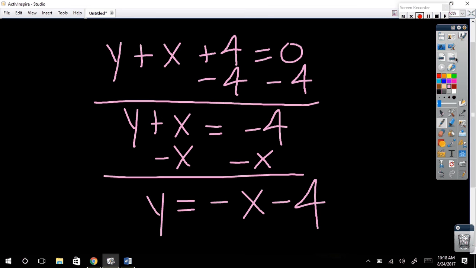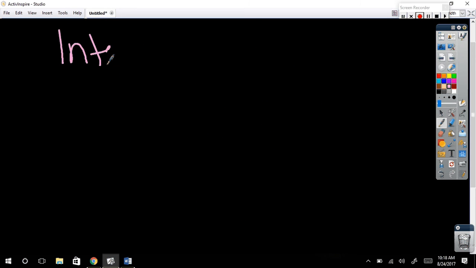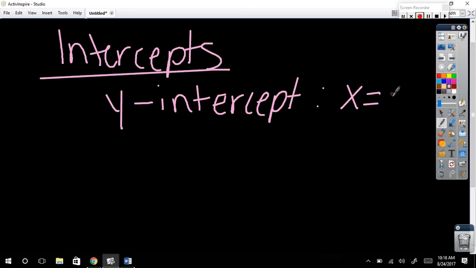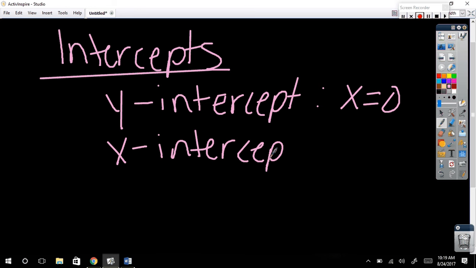What happens at intercepts? It crosses the axis. Tell me what happens at every y-intercept. X equals 0 every single time. Good job. All right. So y-intercepts are where x always equals 0. What about x-intercepts? Y equals 0.